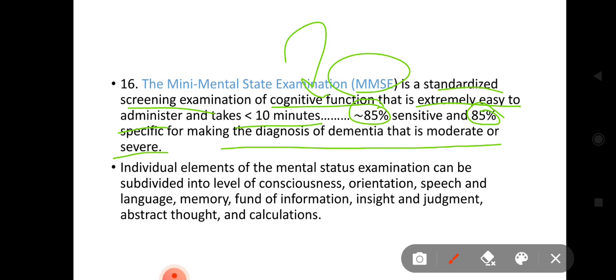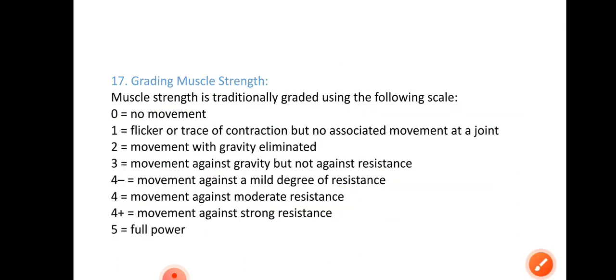Individual elements of MMSE can be subdivided into, so what are the individual elements of MMSE? Level of consciousness, orientation, speech and language, memory, fund of information, insight and judgment, abstract thought and calculations. So these are the various elements for MMSE.